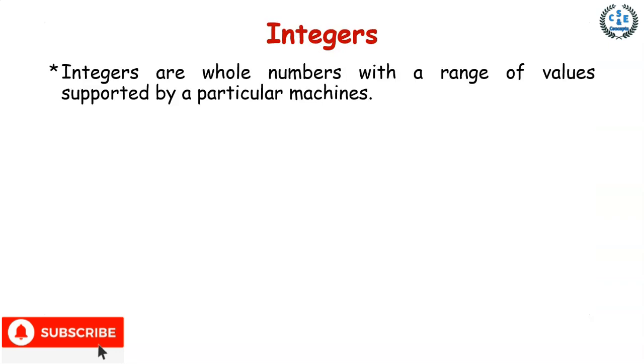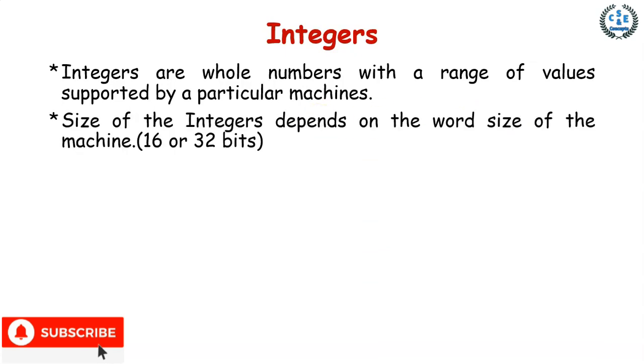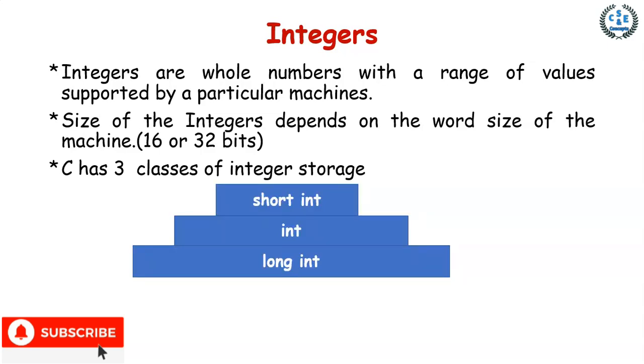Let's see what the integer data type is. Integer data type represents whole numbers with a range of values supported by a particular machine. The size of the integer depends on the word size of the machine. For example, in a 16-bit word machine, the size of the integer is 2 bytes, whereas in a 32-bit word machine, the integer uses 4 bytes. C has three classes of integer storage. They are short integers, integers, and long integers.